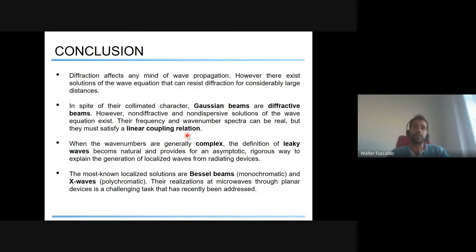If we enforce instead a linear coupling between the radial wave number or vertical wave number and the frequency, we can get an entire family of localized waves. In this seminar we have discussed just two kinds of them, Bessel beams and X waves, and in particular their generation at microwave frequencies by using leaky waves that are complex solutions of the wave equation. So I hope you enjoyed this seminar, and I conclude my talk.